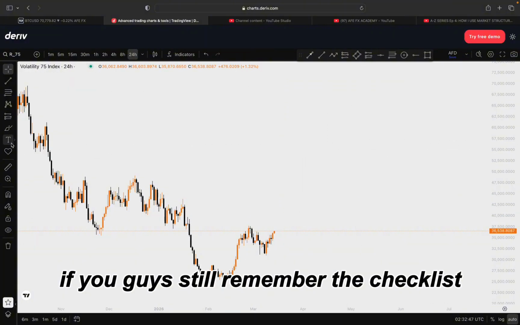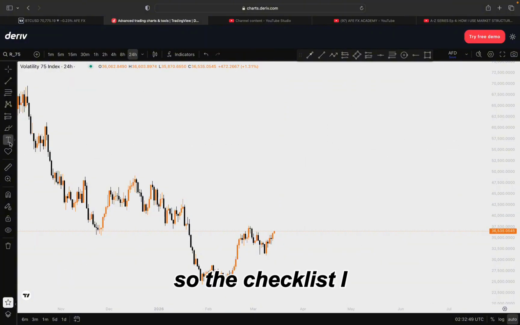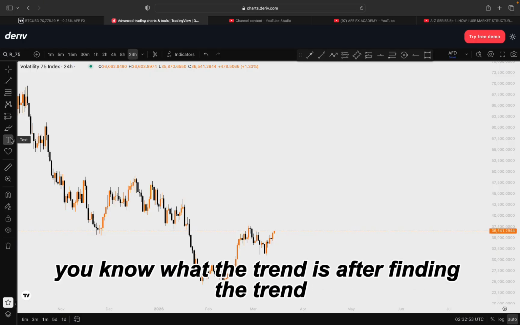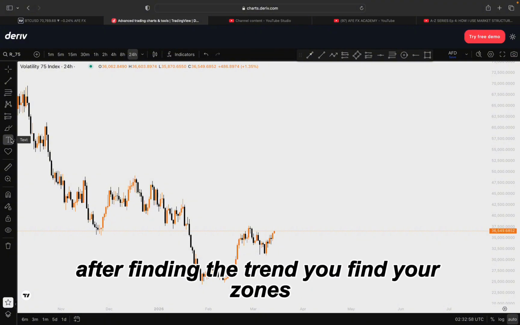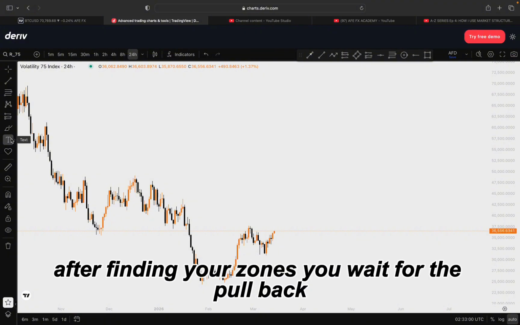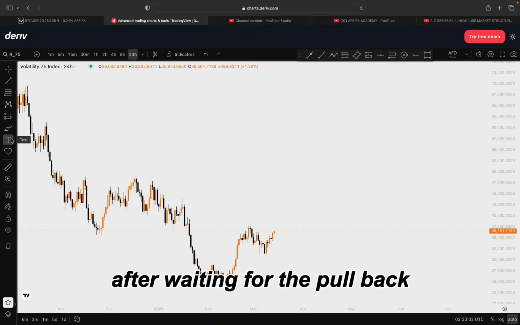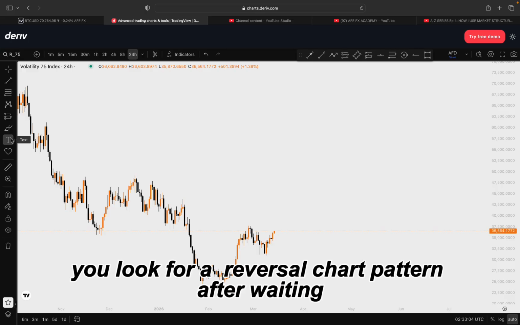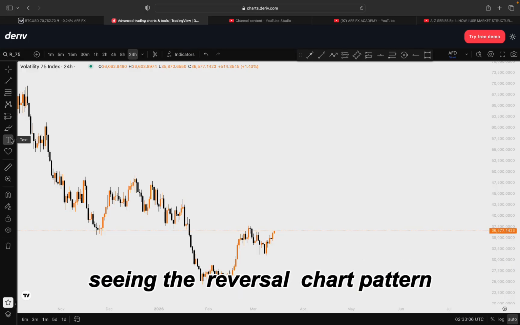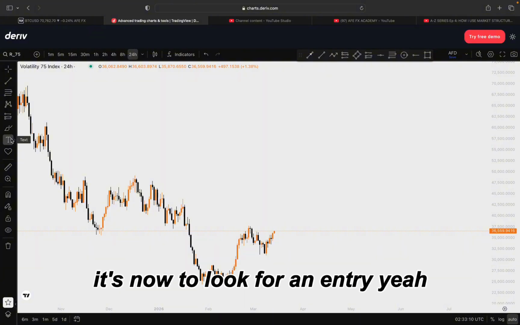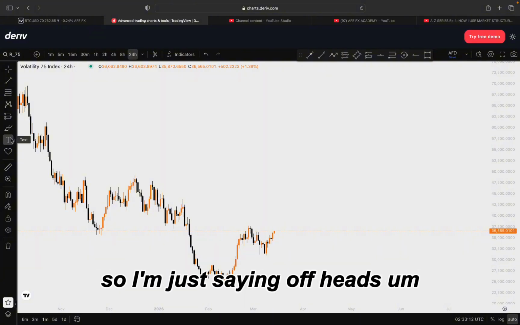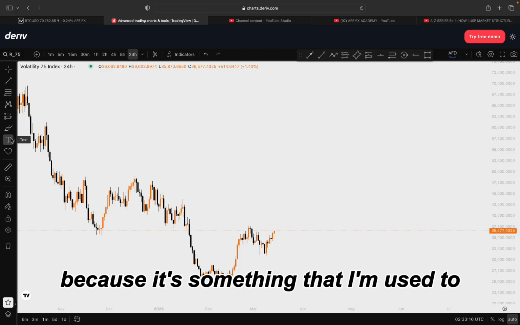If you guys remember the checklist, the first thing on the list, you first of all find what the trend is. After finding the trend, you find your zones. After finding your zones, you wait for the pullback. After waiting for the pullback, you look for a reversal chart pattern. After seeing the reversal chart pattern, the next thing is to look for an entry. I'm just saying it off head, because it's something that I'm used to.